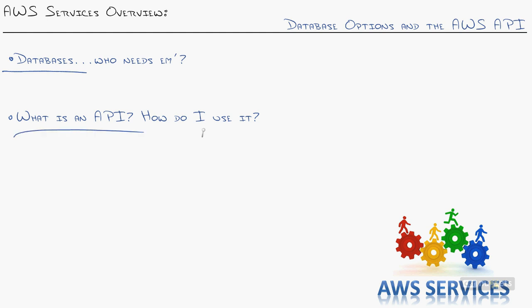And then I want to talk a little bit about the AWS API. I've been mentioning it all through the series, like, oh yeah, you can use the API. So I want to hit that head on and say, okay, what is an API? How do I use it? How would I integrate this? All those questions right now.